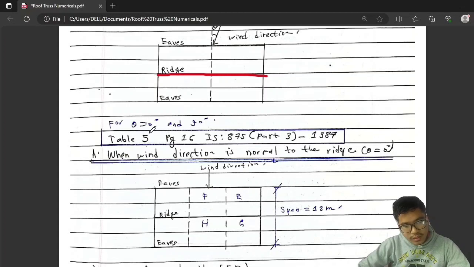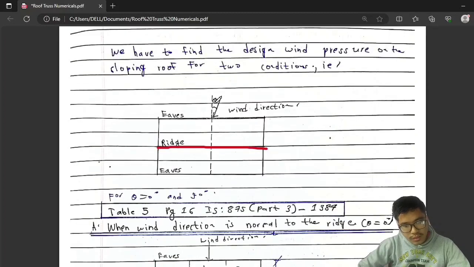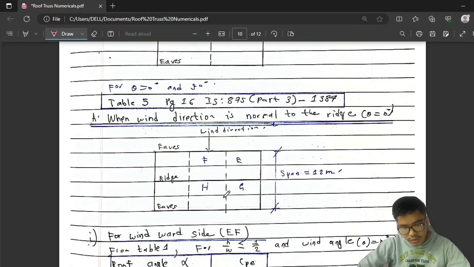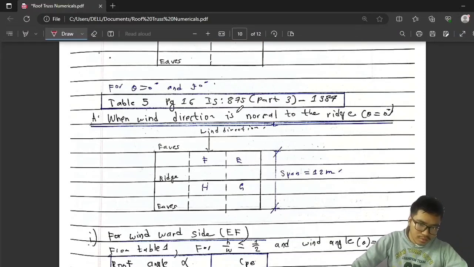For theta equal to 0 degree, it is this direction, so it is normal to the ridge, and when theta is 90 degree, it is this direction, so it is parallel to this ridge. So this figure, or this EFGH, is given in this code. The side line is called eaves and the middle line is ridge.